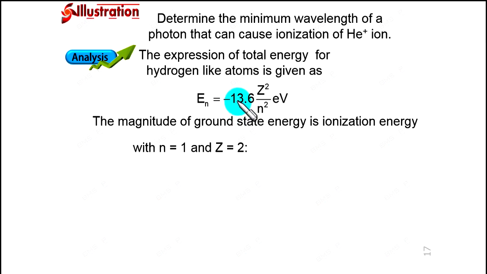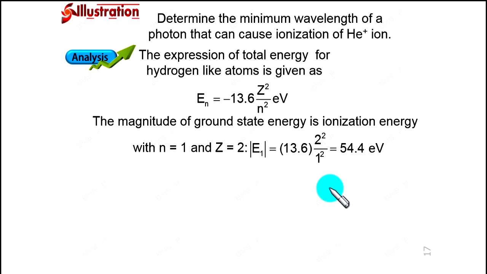So, it will be equal to 13.6 times 2 squared divided by 1 squared, and this value will be 13.6 multiplied by 4. This is equal to 54.4 electron volt. This is the magnitude of the energy at the ground state for the helium ion.